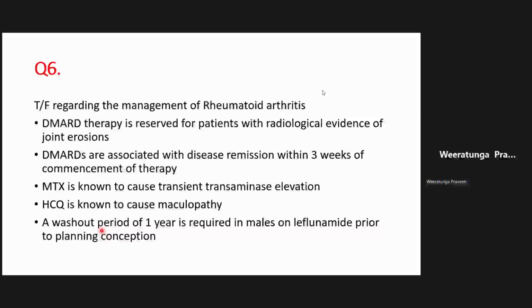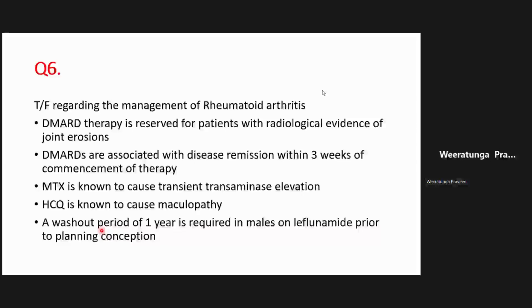Okay. Now, this MCQ is focusing on management of rheumatoid arthritis. The mainstay of management is that you should start a disease-modifying drug at the diagnosis. No delay. For anyone with a diagnosis of rheumatoid arthritis, the recommendation is to start DMARDs as soon as possible.